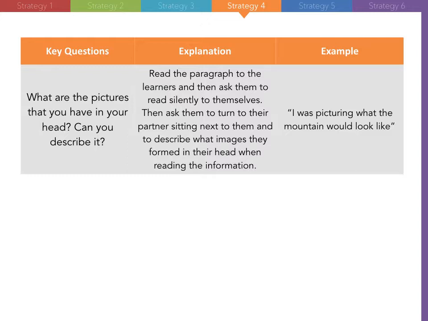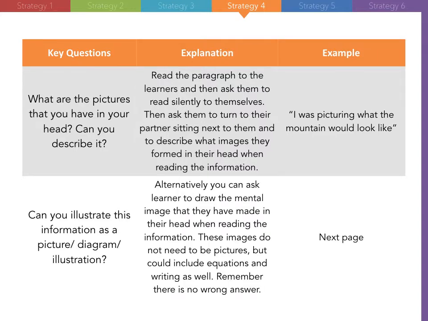Maybe I was seeing a mountain and clouds, or I was seeing a really green side of the mountain and then a really dry and warm side of the mountain where there's no rainfall. Doesn't matter what they were visualizing. They could even be visualizing a holiday where they went somewhere and it was desert climate, or they were on a mountain where it rained all the time and it was lush and green. Again, it doesn't matter. There is no right or wrong answer, but it's getting learners to really engage with the text in front of them.